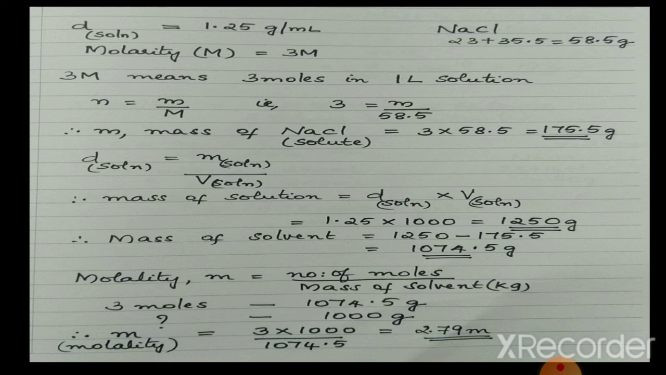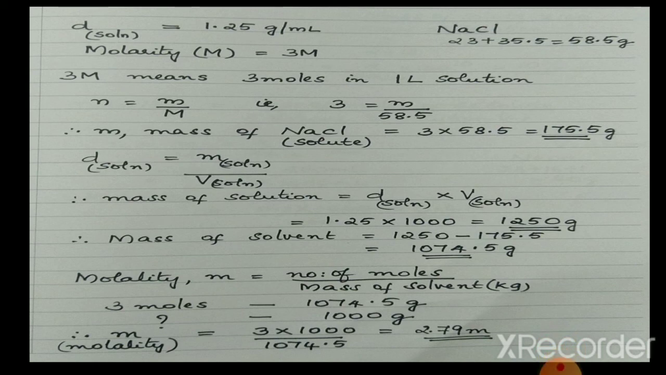So the volume of the solution is known, density is also known. So you can easily calculate the mass of the solution. 1.25 into 1000 will give you the mass of the solution as equal to 1250 gram. So now you have got the mass of the solute and the mass of the solution. You have to get the mass of the solvent. What will you do? Find the difference. So 1250 minus 175.5 will give you the mass of the solvent as equal to 1074.5 gram. So 3 moles of the solute will be present in 1074.5 gram of the solvent.